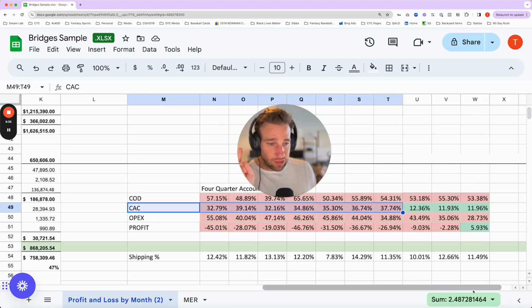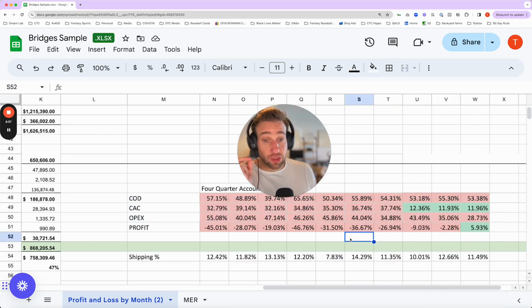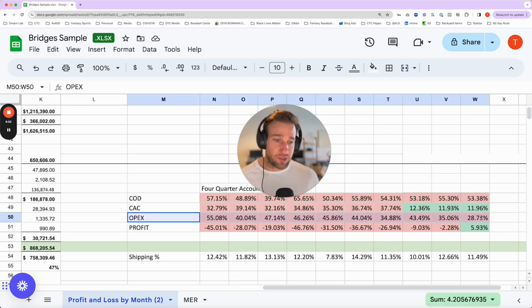CAC is next. And when I look at CAC, right away I see, okay, we're at almost 35% of revenue. We're going to set that over here because we're coming back to that hard. That's too high. 35% of revenue is too high for a business at this stage. We need to get that down below 25%. But this is where the most obvious issue is, right?